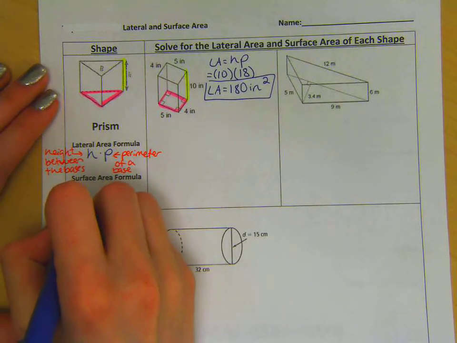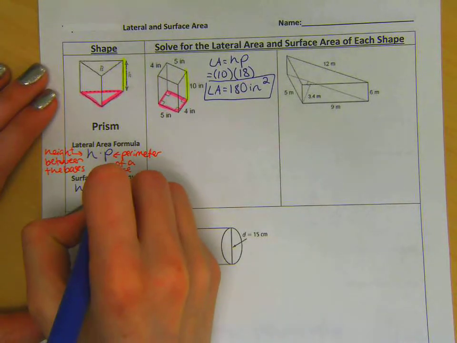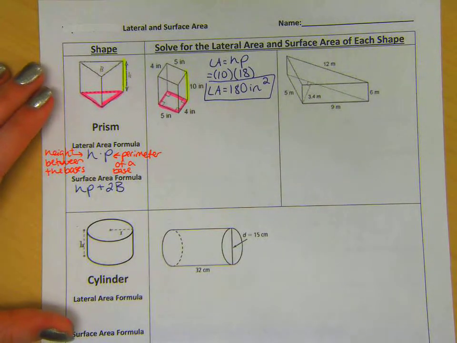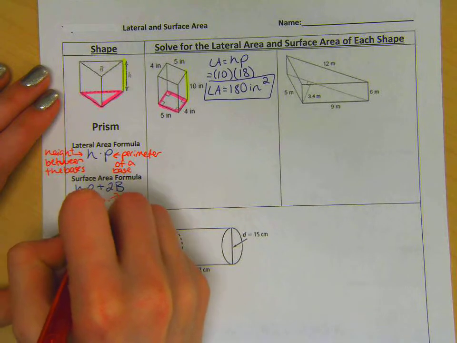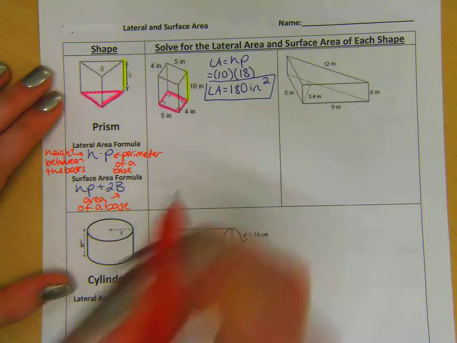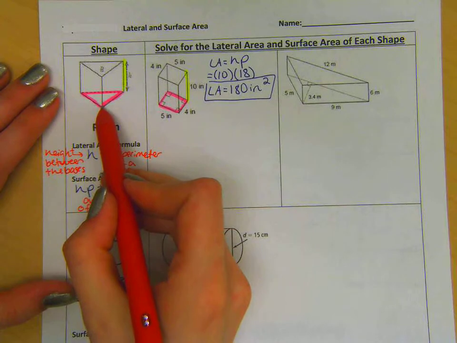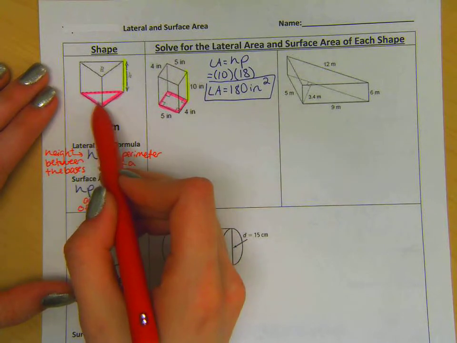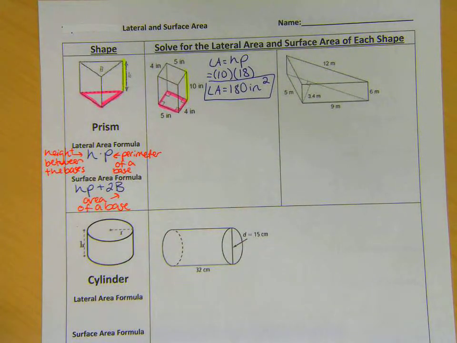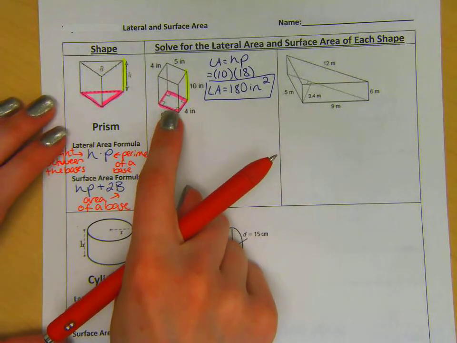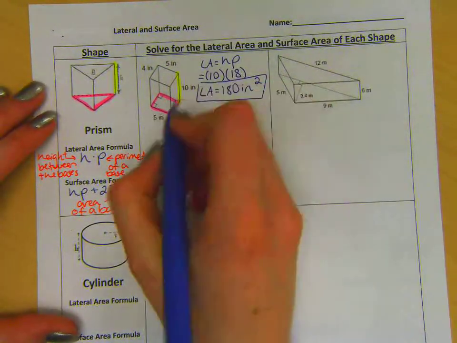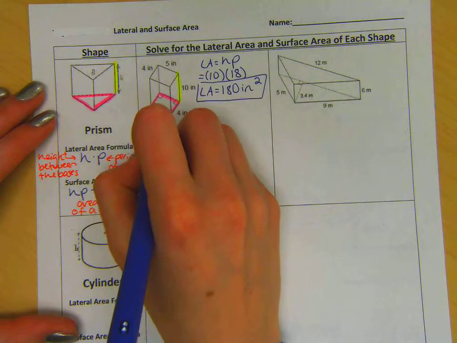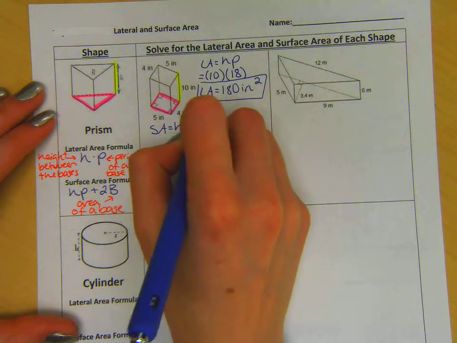So I take my HP from my lateral area, and I'm going to add 2 times capital B, where this capital B is going to indicate the area of a base. So whatever shape we have will be different. So here our B would be 1/2 base times height for a 2-dimensional triangle, 1/2 little b times H. For this one, our capital B would be the area of a rectangle, which would be base times height. So here, for surface area, I have HP plus 2B.